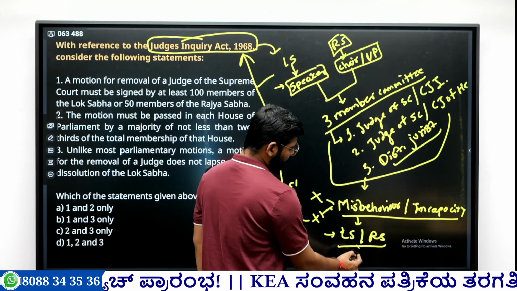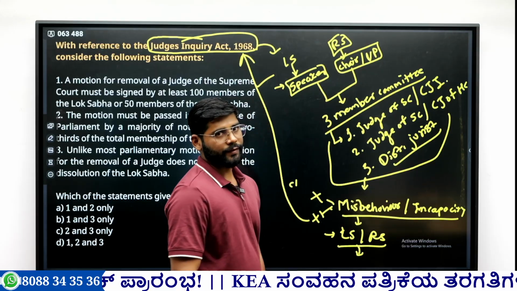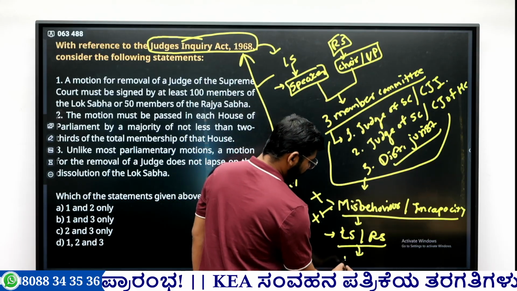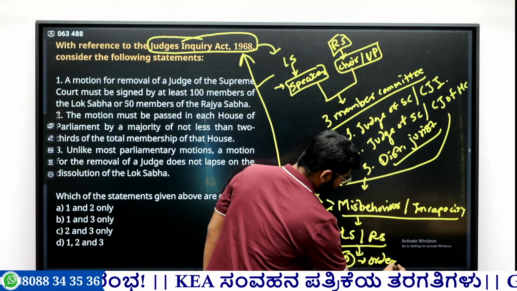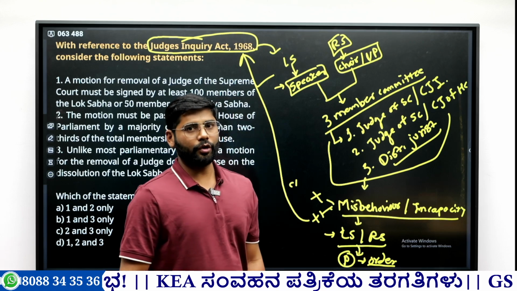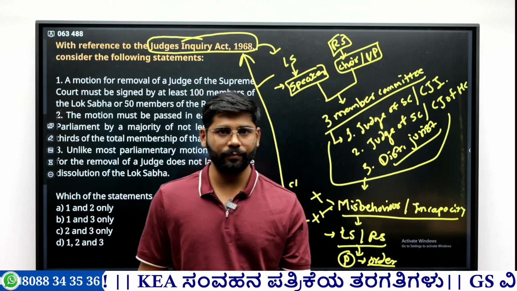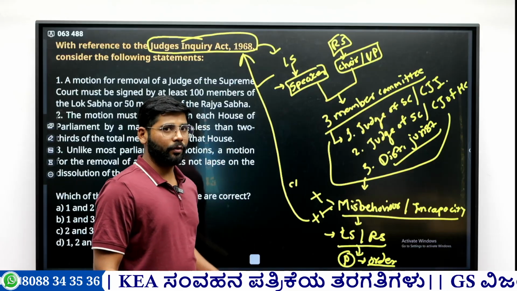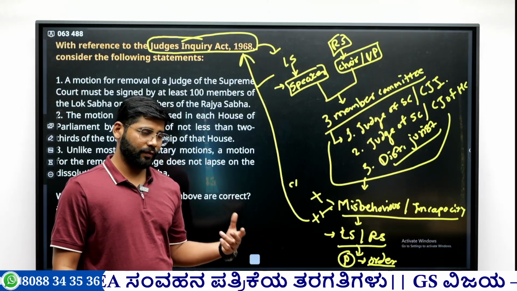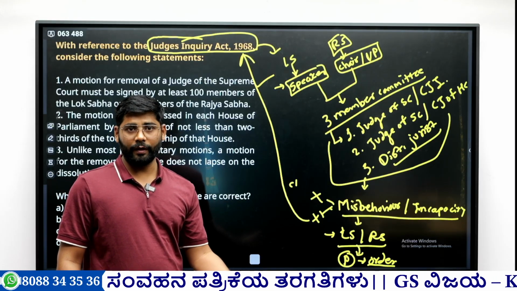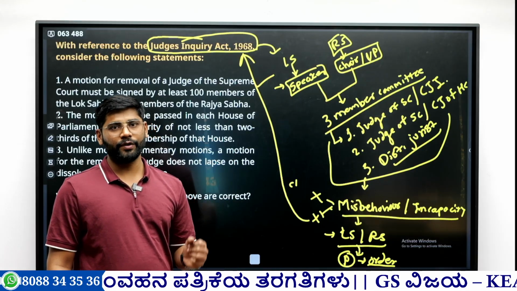After that, this motion will be given to the president, and the president will remove the judge by order. The president will issue an order to remove the judge of the Supreme Court. The same procedure applies to a judge of the High Court, and also the members of the Election Commission, the Chief Election Commissioner of India, as well as the State Election Commission.